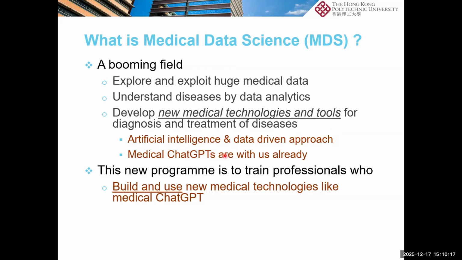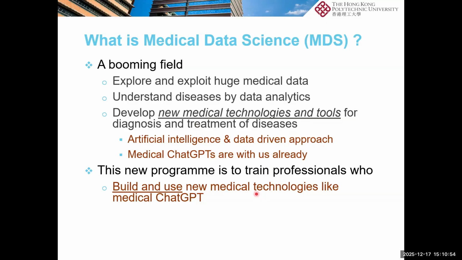If we ask some simple questions to ChatGPT, for example, if our family member has suffered from several diseases like diabetes, and we ask ChatGPT how to handle the disease, ChatGPT can actually give us very relevant answers. But what medical ChatGPTs mean here is that we will use very professional medical knowledge to develop the large language models. So we expect that the medical ChatGPTs will be with us very shortly.